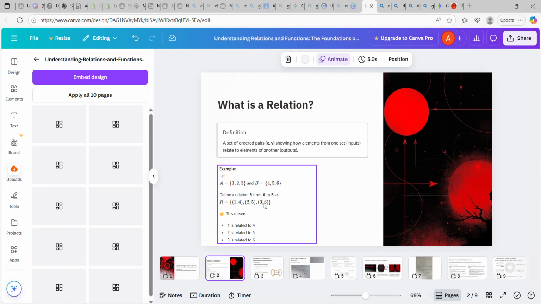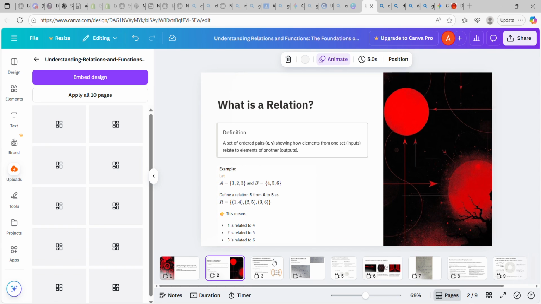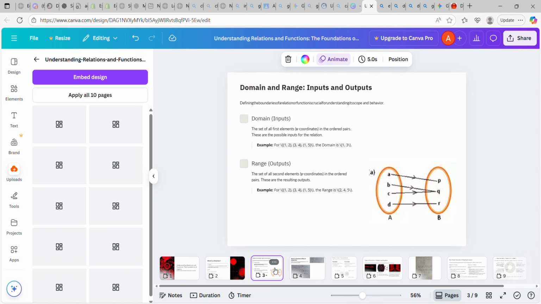Some additional information about relations: every subset of A × B is a relation. Now moving to the next slide, we have domain and range. This is the most important part of relations and functions. Domain means the input, what we are giving. Its definition is the set of all first elements.